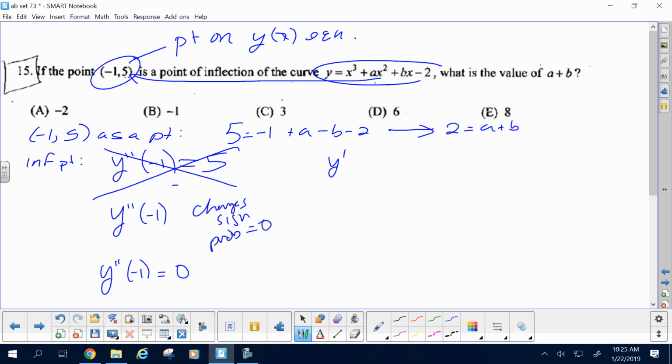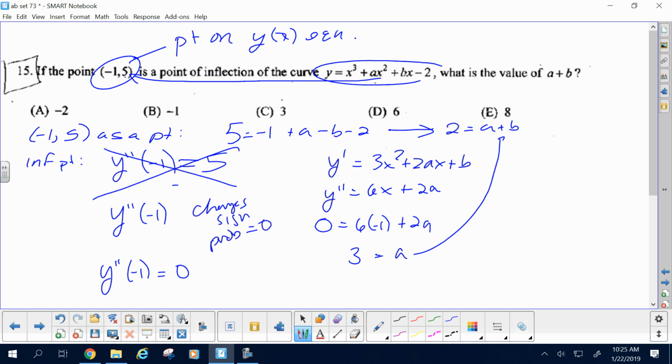So after that, if you said y prime is 3x squared plus 2ax plus b, and y double prime is 6x plus 2a, and using this point, the second derivative is 0 when x is negative 1. That implies that a is 3. If you have the second derivative and you have a 5 over there, you made a very common error. That is not true. If a is 3 and b is negative 1, yay?